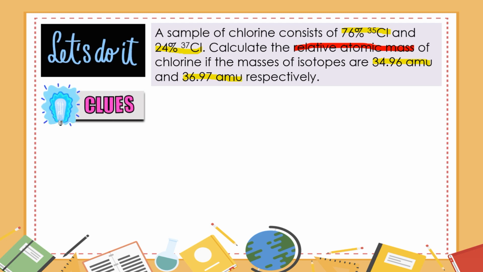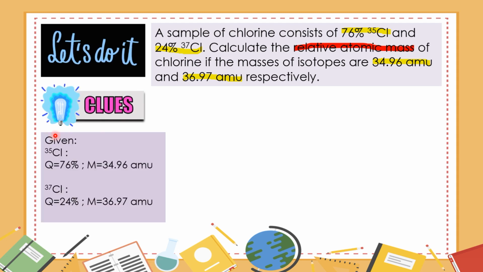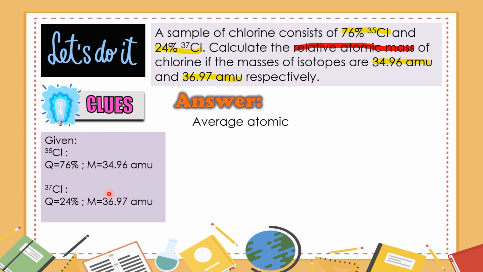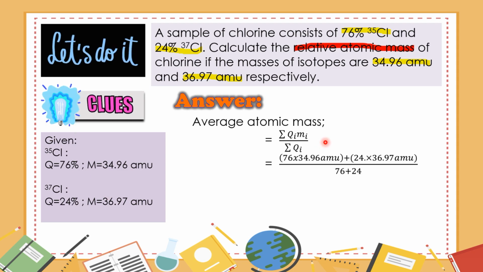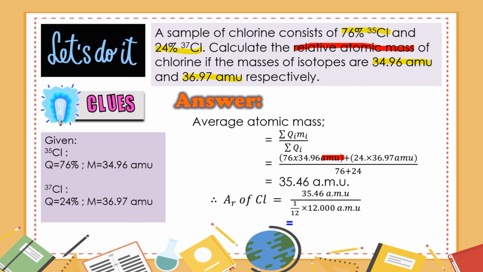Okay, so first of all, you have to take out all the information and label it like this. Next step, we can use the formula of average atomic mass. Remember, start with the formula, then substitution with the unit. Don't forget the unit. And we can see here, we still have a unit at the first stage of calculation.